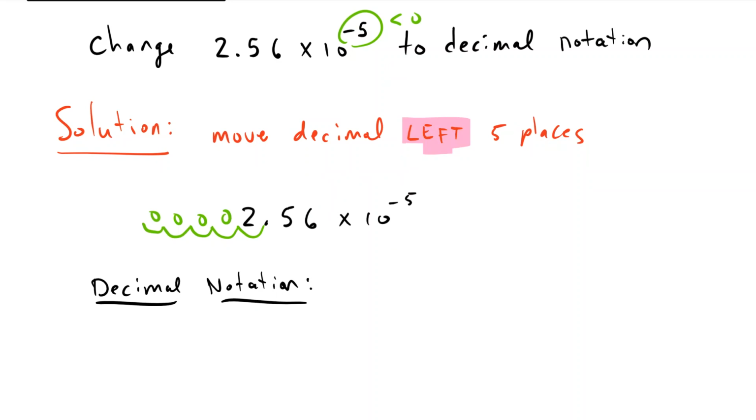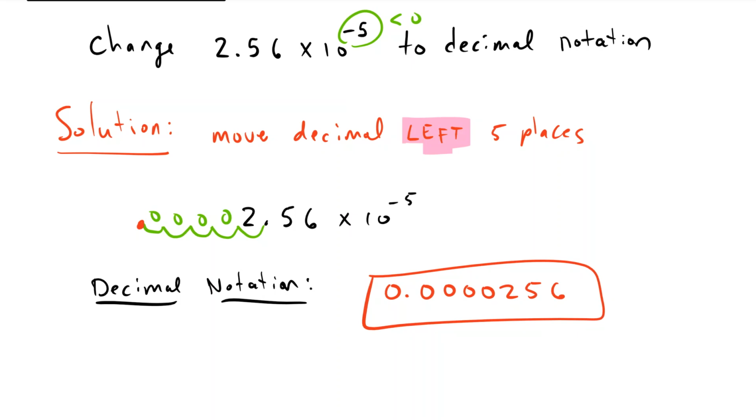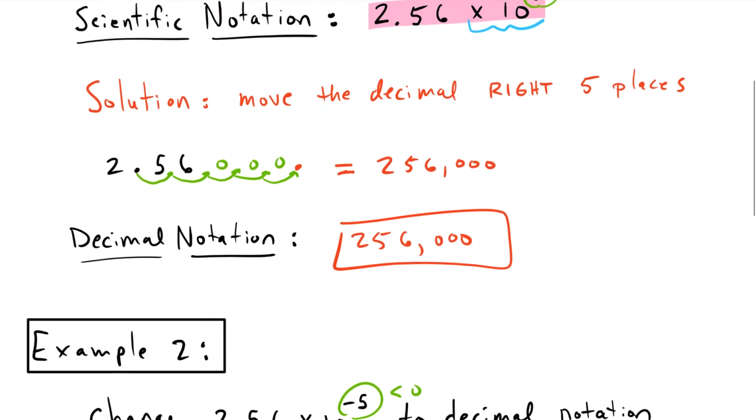And we add those zeros. We also need to add our new decimal place. So the decimal notation for this would be 0.0000256. So now we've done an example where we move the decimal place left, and we've done an example where we move the decimal place to the right.